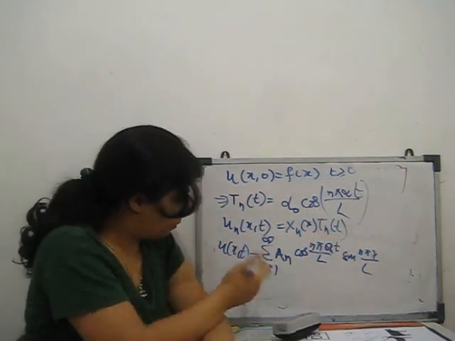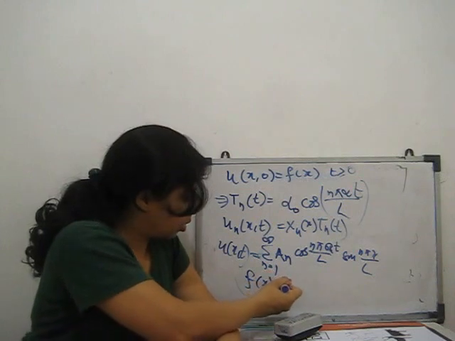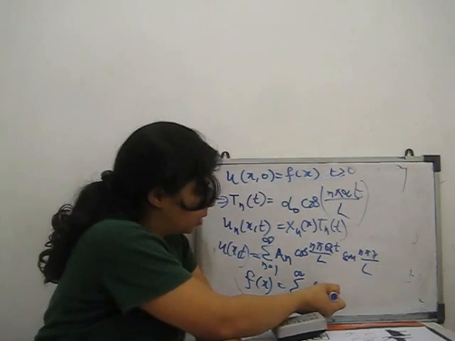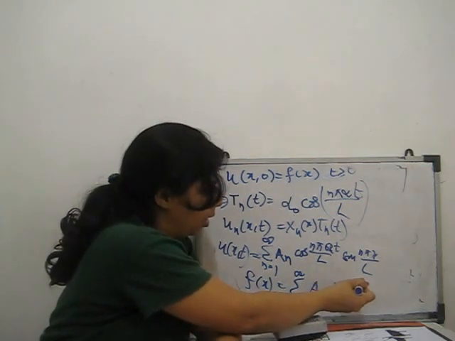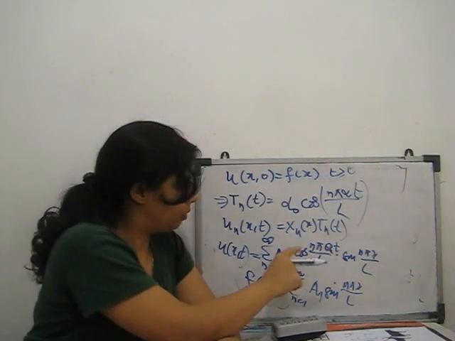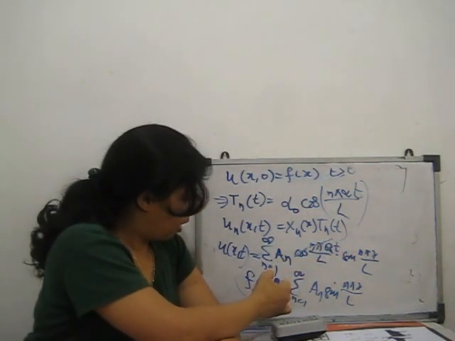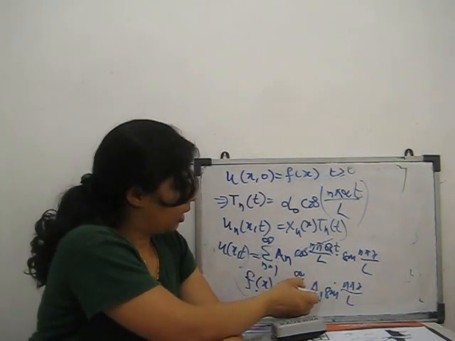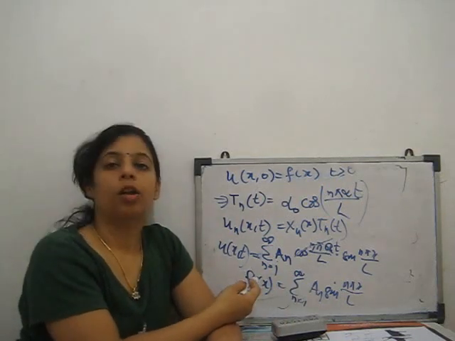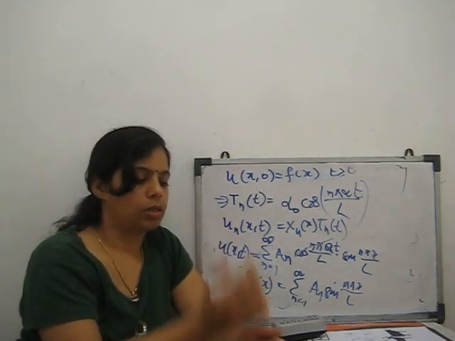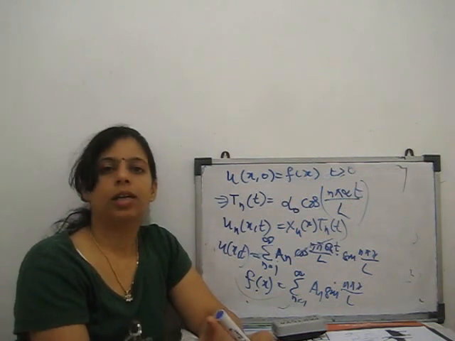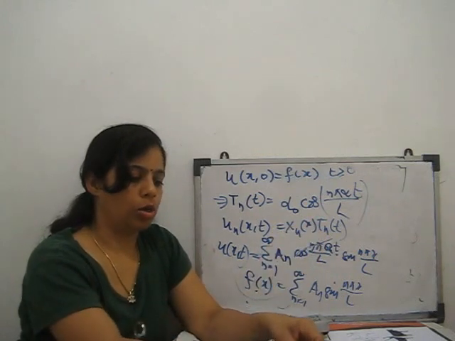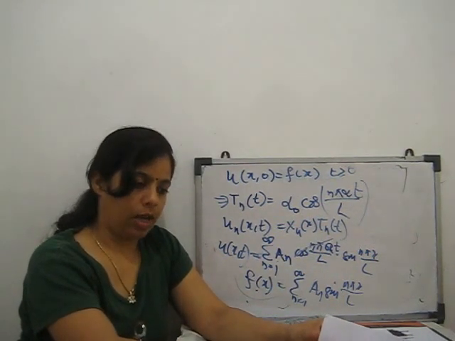So what is our f(x)? f(x) is equal to summation n going from 1 to infinity of an sine n pi x by L, because cos 0 is 1, so this goes to 1. So f(x) equals summation n going from 1 to infinity of an sine n pi x by L. This is none other than the Fourier constant. We can solve it as a Fourier series constant and substitute the value of an. Here we will get the complete solution of this one dimension equation.